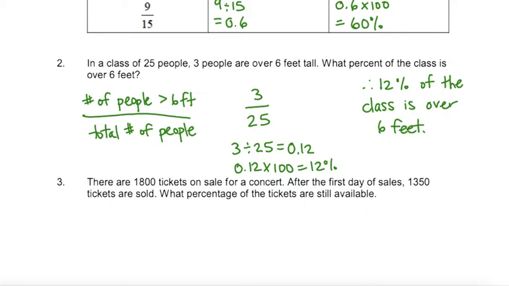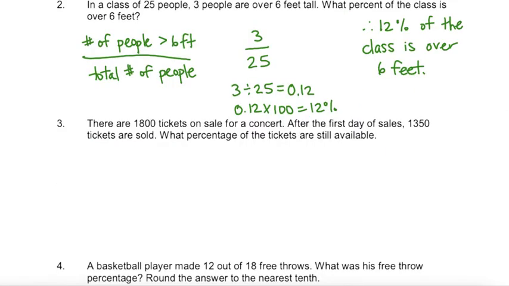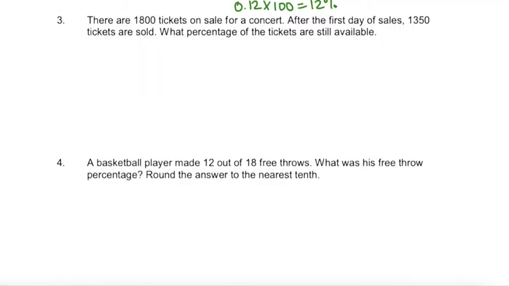And lastly, our second to last example, there are 1,800 tickets on sale for a concert. After the first day of sales, 1,350 tickets are sold. What percentage of the tickets are still available? So we need to figure out the number of available tickets. So this is one way to approach this question.